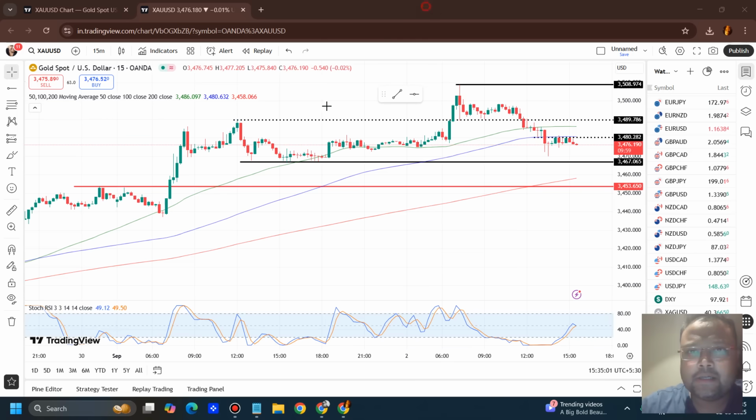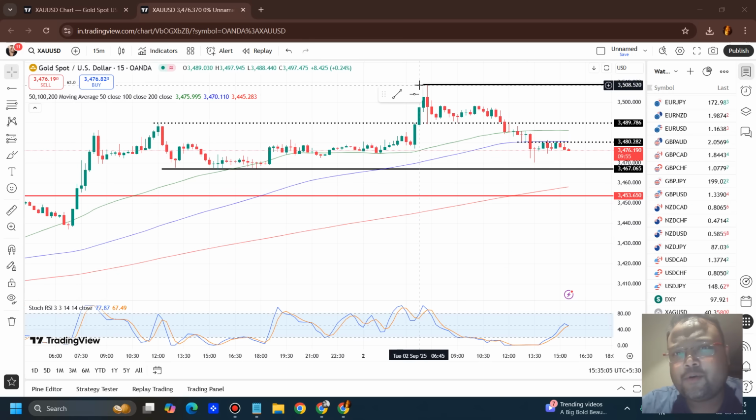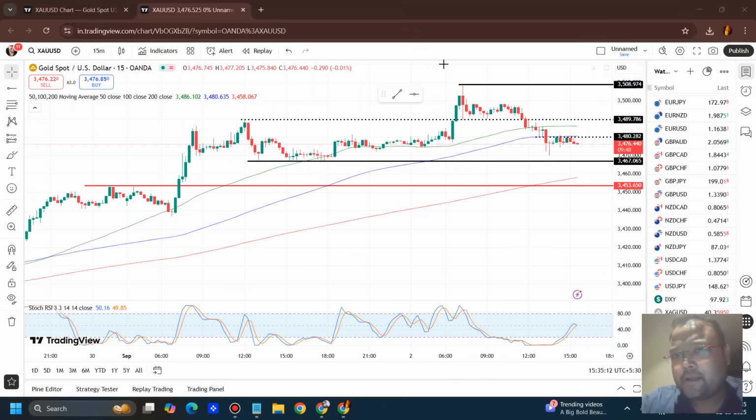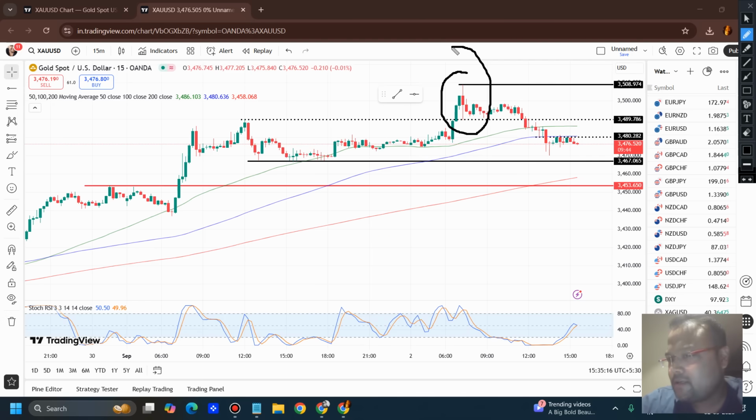So let's get started. And my dear friends, this is the 15-minute chart of gold in front of us. In the morning, gold made a high of 3508, 3509. So obviously, if we look at a chart of gold, there is no doubt that gold is super bullish. But after making the high, gold showed some correction, and right now gold is trading around 3476.